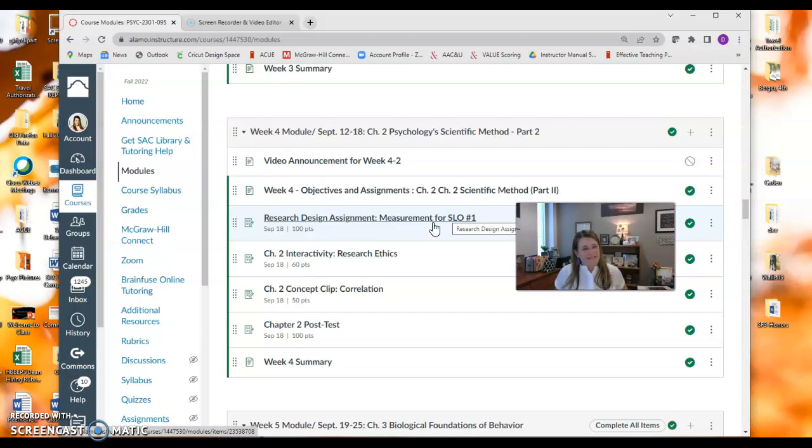I don't expect you to have, it shouldn't be perfect. You're starting out, you're learning about research, you're learning about design. So really don't get caught up in wanting it to look and be perfect. I don't expect that. You're learning. So this is a learning assignment, okay?